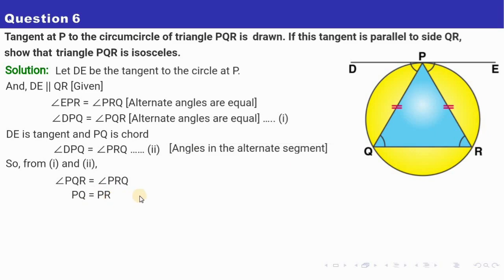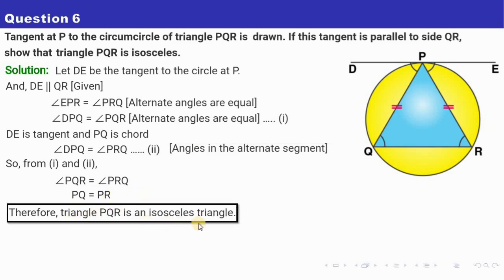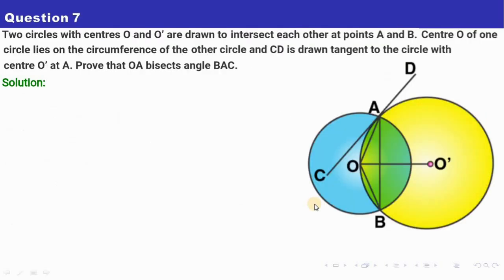So what is the meaning of that? This means that the triangle PQR is an isosceles triangle. So you may pause the video to note down. Let's move on to the next question, 7th question.